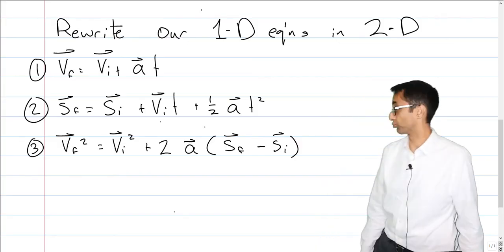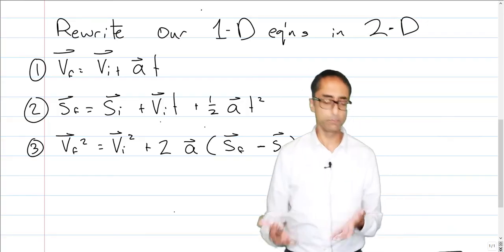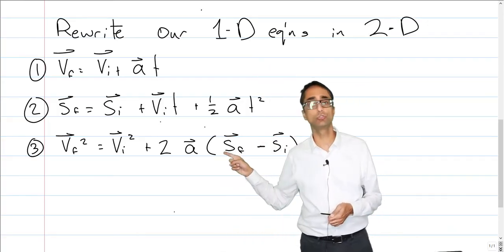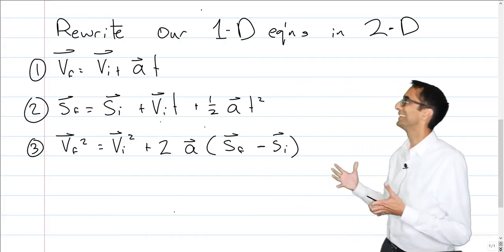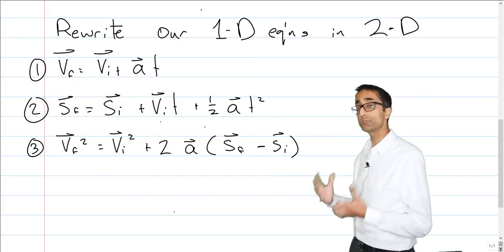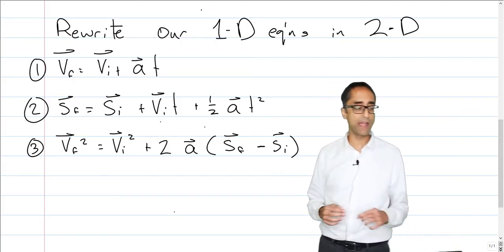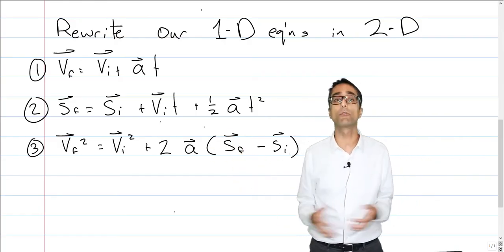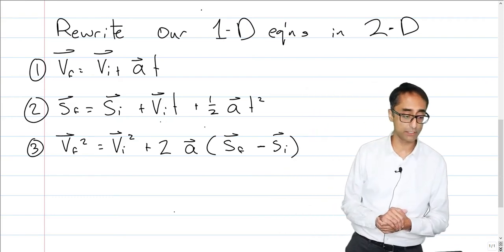All right, so that's great looking at those equations. You're like, hey, I know how to use those. This should be easy, but there's a little bit of a problem. You can't actually use those equations in this form. You can't use these equations if our vectors are going in different directions. So for example, if our Sf vector and our Si vector are going in different directions, you can't add them with each other. Same thing with velocity and acceleration.